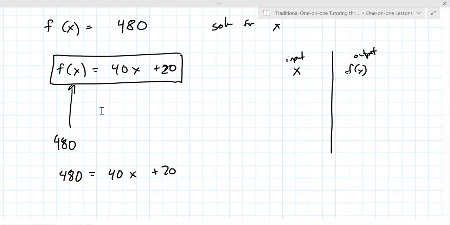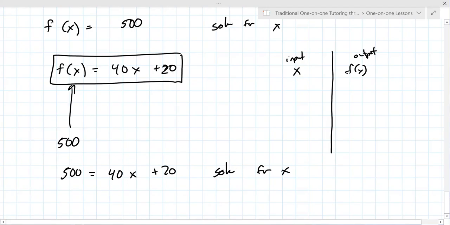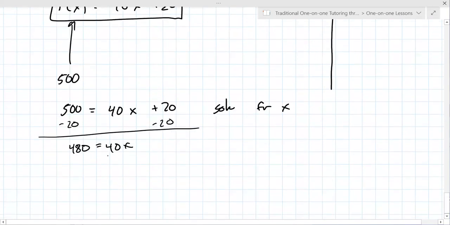I'm sorry, I gave you some bad numbers here. No, you're fine. I give you 500 here. So I'm asking you to solve for x. Okay, so then subtract 20. Yes. And then you'll have 480 equals 40x, and then that would be, I guess, 12. Because the zeros cancel and 48 divided by 4 is 12.